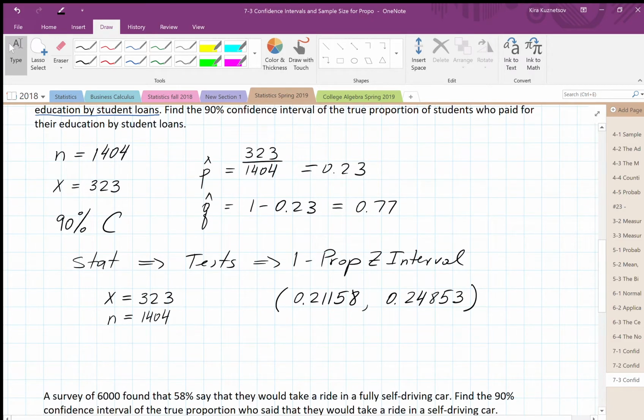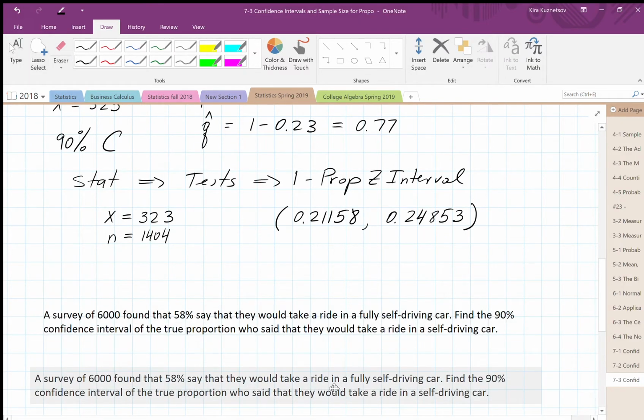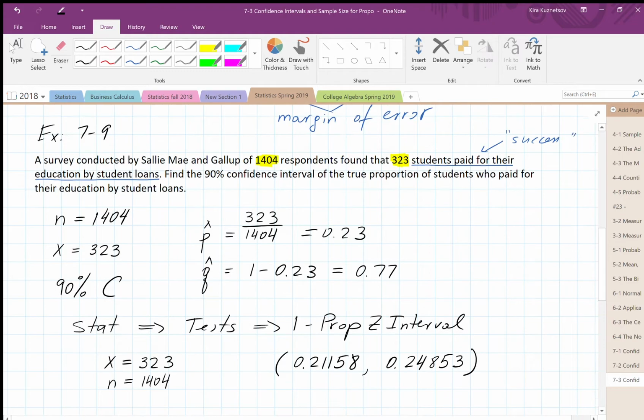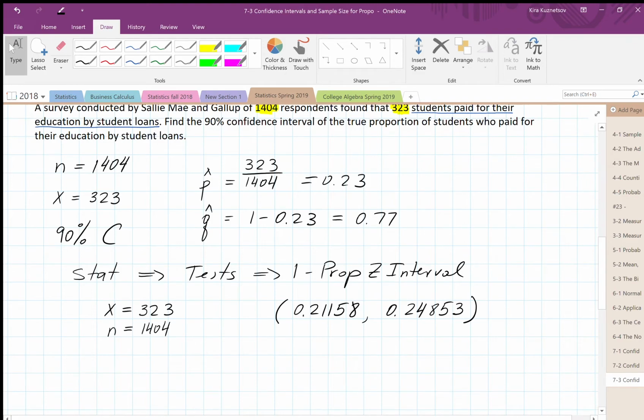Very important in our class is to give an interpretation of the interval that you found. So we found that approximately 21% to 25%, so I'll keep the numbers that they gave me. The students paid for their education by student loans. So this is my success.